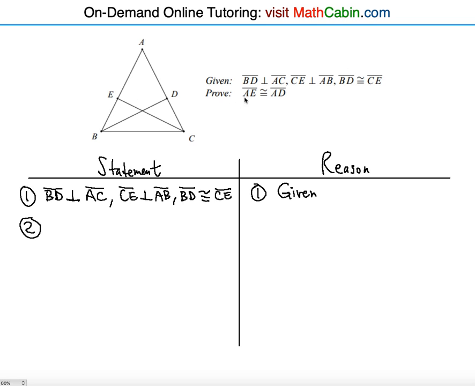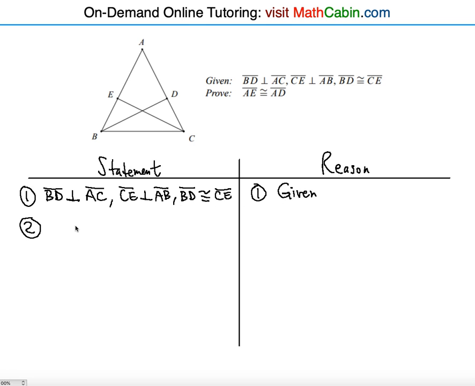We must prove that AE, which is a part of this triangle side, is congruent to the part of this triangle side, which is AD. So these two must be shown to be congruent. So how do we do that? The first thing we should always write is the given statement, that these three parts hold true.